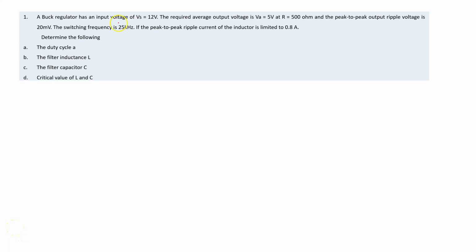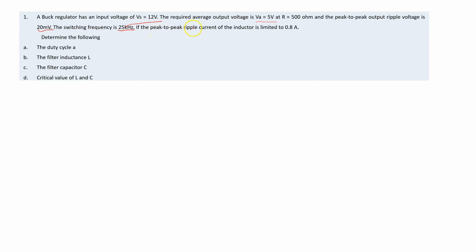So today we will see a problem from Unit 3. The problem is: a buck regulator has an input voltage of Vs equal to 12 volt. The required average output voltage is Va equal to 5 volt at resistance 500 ohms, and the peak to peak output ripple voltage is 20 millivolt. The switching frequency is 25 kHz.